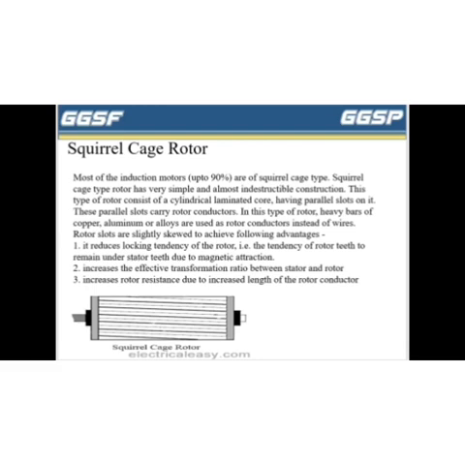Most of the induction motors, up to 90%, are of squirrel cage type. The squirrel cage rotor has a very simple and almost indestructible construction. This type of rotor consists of a cylindrical laminated core having parallel slots on it. These parallel slots carry the rotor conductors. In this type of rotor, heavy bars of copper, aluminium or alloy are used as rotor conductors instead of wires.